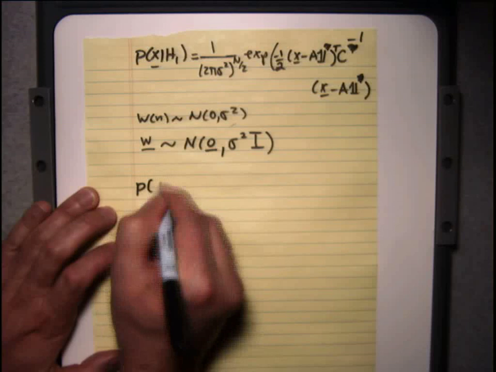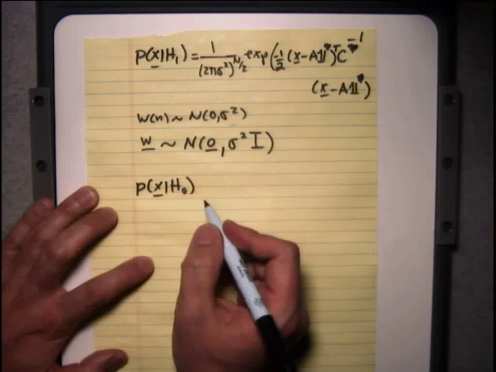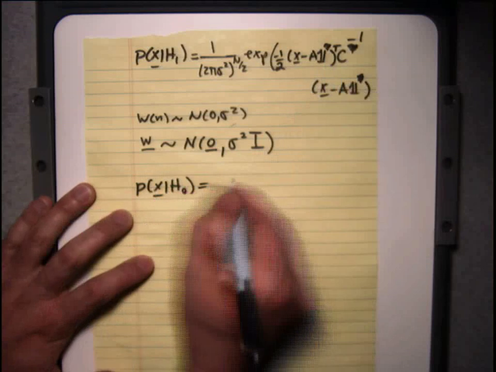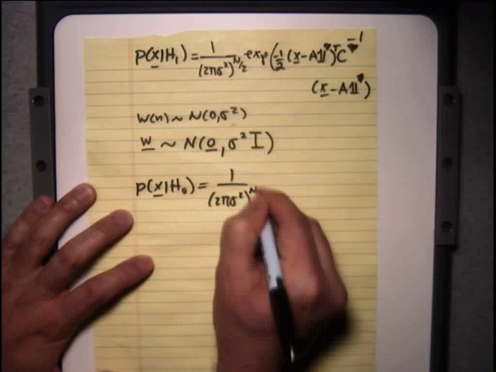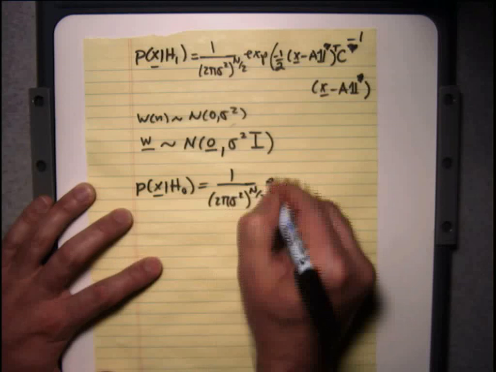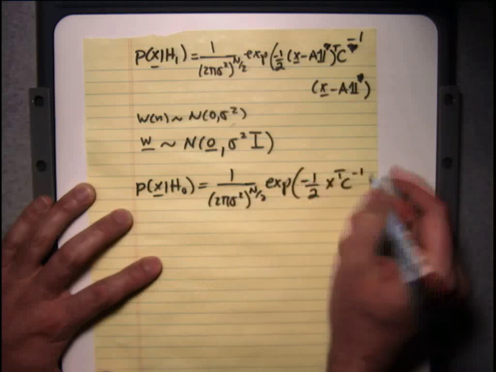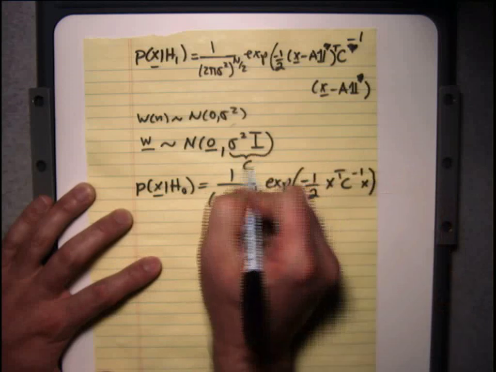And PDF of X given H0 is very similar to this, except for the fact that there's no mean, so this A times 1 doesn't exist. So this becomes 1 over (2 pi sigma squared) to the n over 2, exponential of minus 1/2 x transpose C inverse x. And again, like I said, this is C.